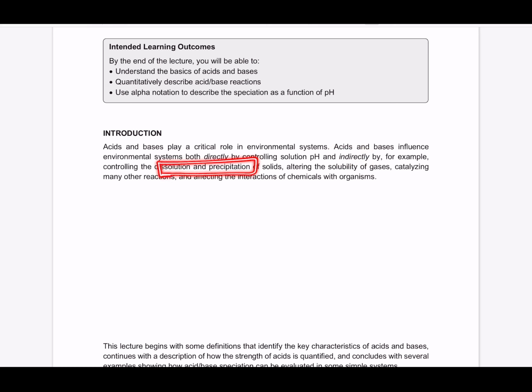So this is chapter 3. We're going to see that. Also, they can change the solubility of the gas. At the end of this chapter, we're going to talk about that. Also, they can catalyze many other reactions or affecting the interactions of chemical with organisms. So very important. It could impact directly or indirectly.